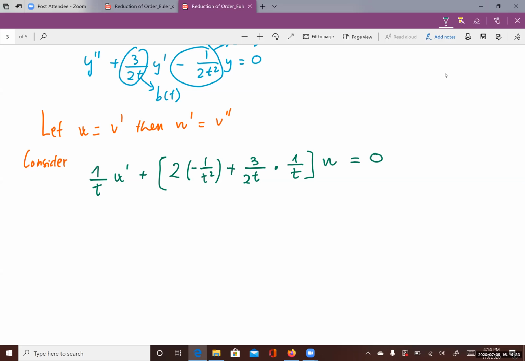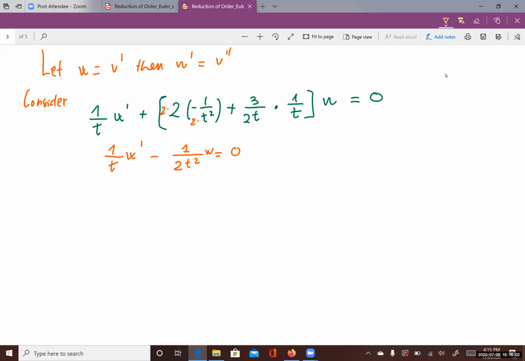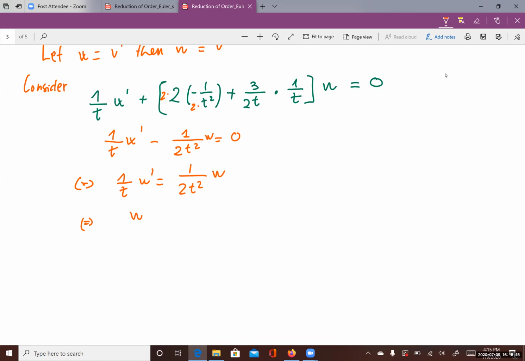And now we go to solve for w using a separable equation or integrating factor. Before doing that, I want to simplify this first. So I have 1/t w prime. This is t squared, this is 2t squared, so I have to multiply by 2 here to get 2t squared. And you have negative 4 plus 3, which is negative 1, over 2t squared, times w equals 0. So I'm going to use a separable equation to solve for w. I would have 1/t w prime equals 1/2t squared w. Then I would have w prime over w equals t over 2t, so 1/2 times 1/t.